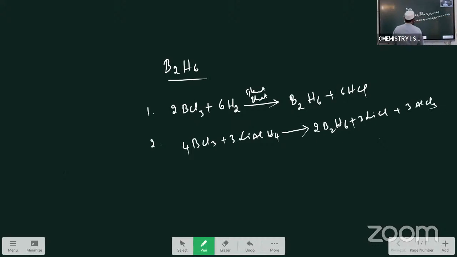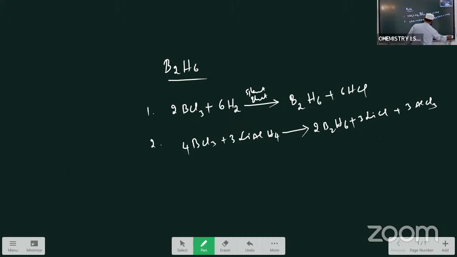When BCl3 and H2, these two gases, are mixed well and subjected to silent electric discharge, diborane is formed. This is one preparation method. And the second one, when BCl3 is reduced with lithium aluminum hydride, diborane is formed. These are the two preparation methods. These two are enough बेटा. ये दो preparation methods याद रख लीजिए आप.